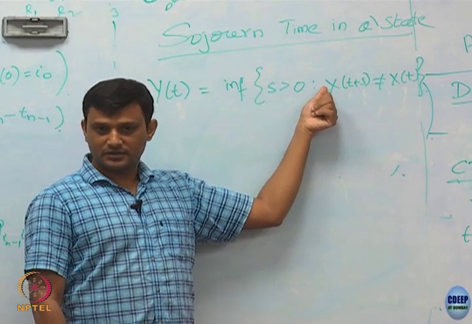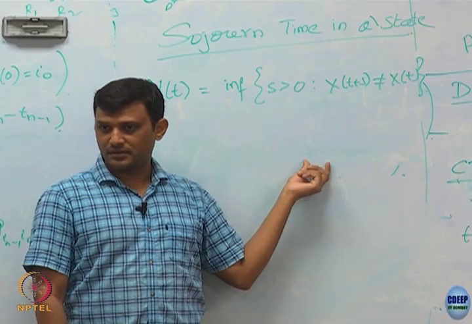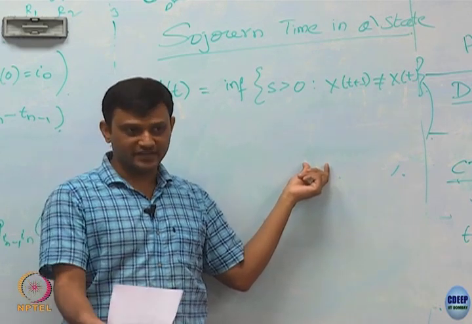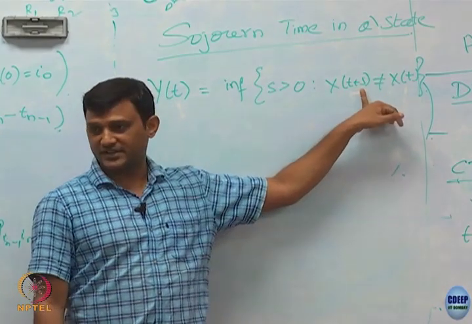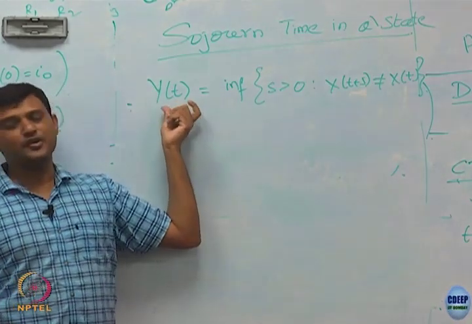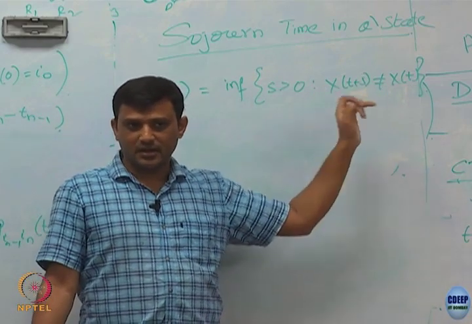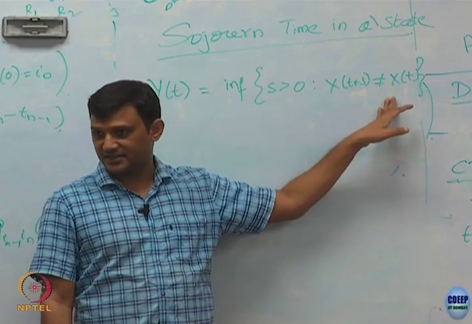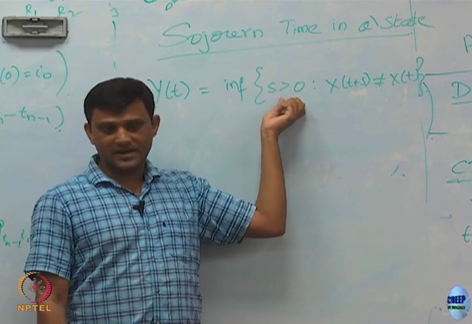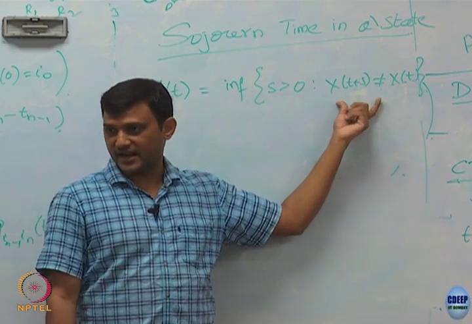So, I am going to look for the time that I am going to leave. I am going to stay in that state. Basically, here when I check this condition, I am looking at when I actually left my state. So, when I said t, I do not care in which state I am, whatever that state x t is, some random state. What I am looking at is how long I stayed in that state, the minimum amount of time that is required. And this could be a random quantity, because both x of t and x of t plus s are themselves random quantities.